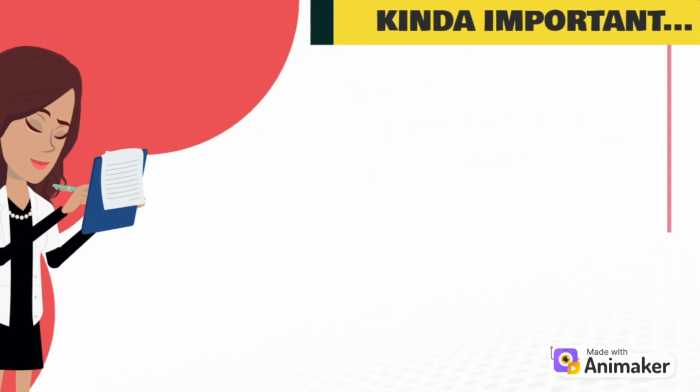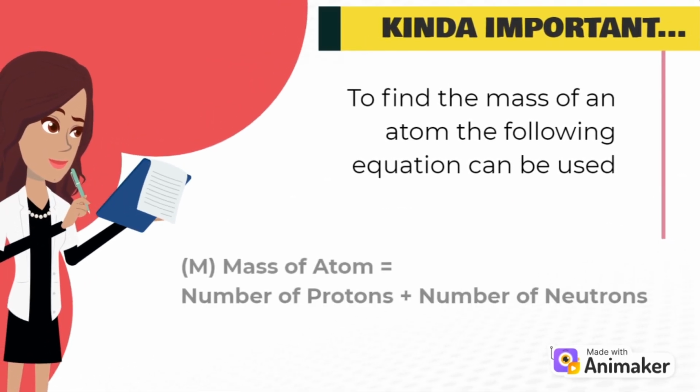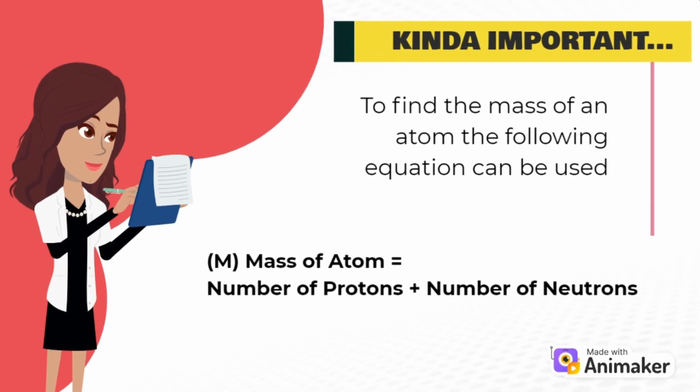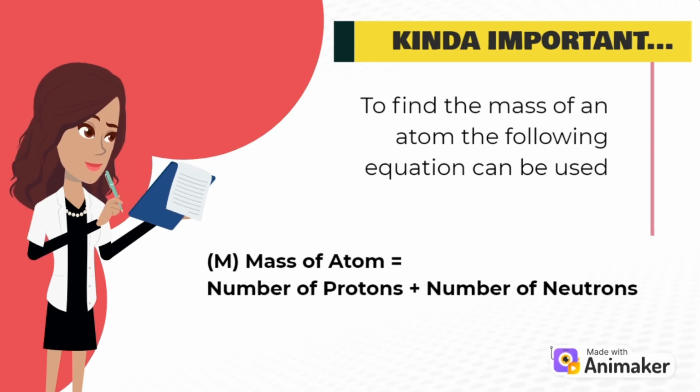The mass of a large object, such as yourself, is the sum of all the masses of all the component atoms. Therefore, the mass of the atom is determined primarily by the number of protons and neutrons in the nucleus. Mass of atom equals number of protons plus number of neutrons.